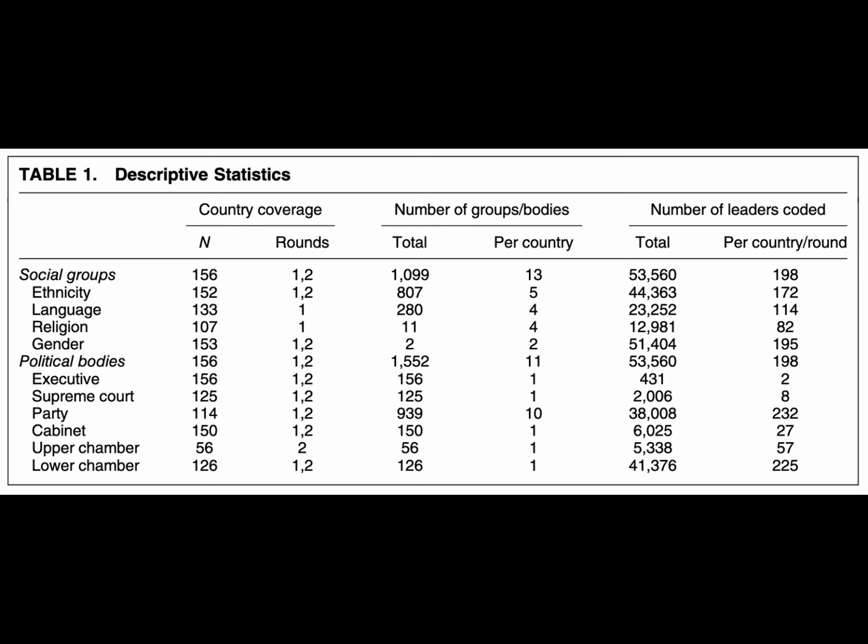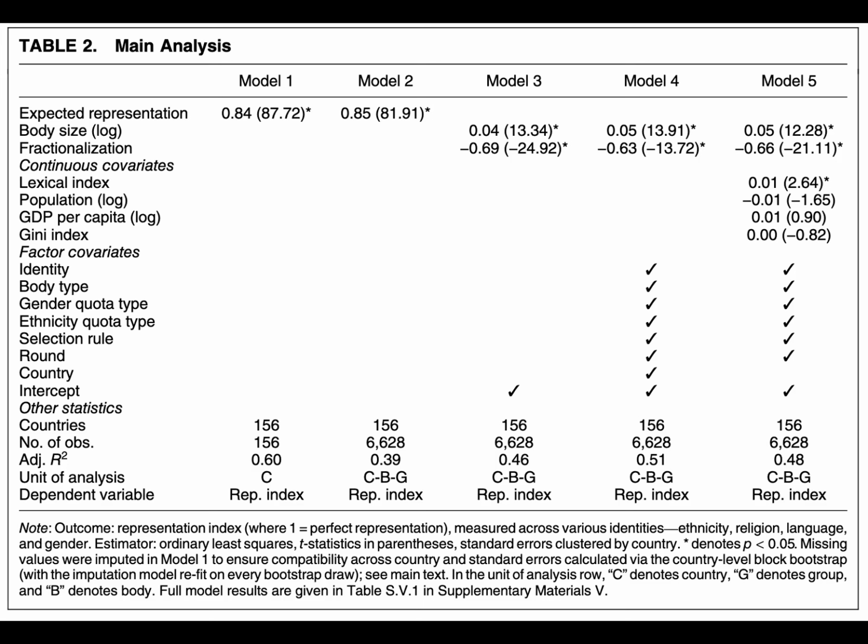Empirically, we demonstrate that compositional factors account for roughly half of the variability in descriptive representation across political bodies and across countries, aggregating across bodies. We show that these effects hold across a variety of offices, executives, cabinets, parliamentary party groups, upper and lower chambers of parliament, and supreme courts, across major categories of identity: ethnic, linguistic, religious, gender, and the intersection of ethnicity and gender, and in a wide variety of settings. In rich and poor societies, in democracies and autocracies, in elective and appointive offices, and in all regions of the world.